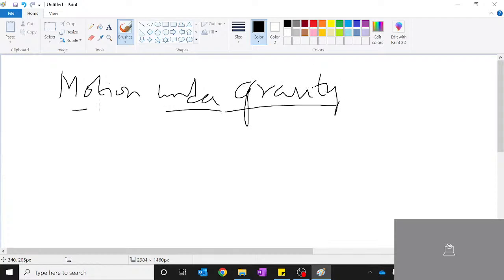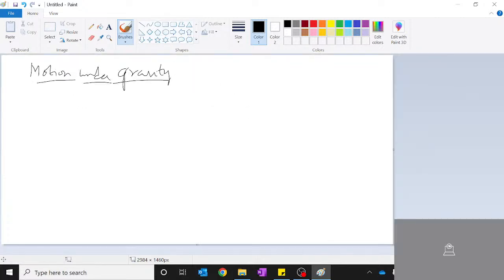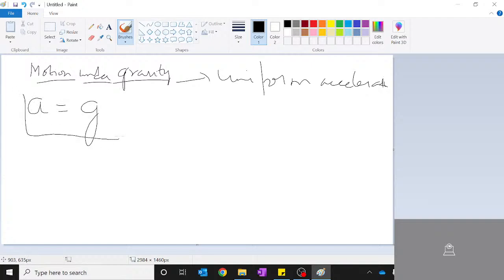What we will see is motion under gravity. It's a fairly simple concept, same formulas, same concepts you apply, but the only difference, which makes your life much easier, is that in motion under gravity the acceleration is always defined. This is a case of uniform acceleration. Here you take a, which is nothing but gravity, g. This is the only difference that you find here.